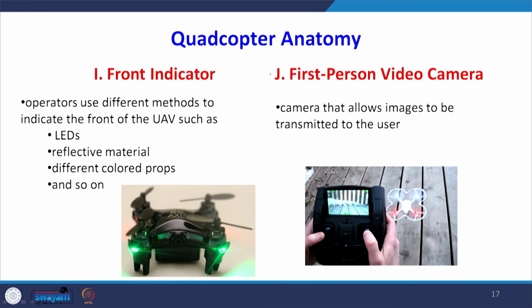Next component is the front indicator. As I told you, there is an illuminating light which you can see from the ground also when the drone is flying, and this light is indicating that this is the front side of the drone.